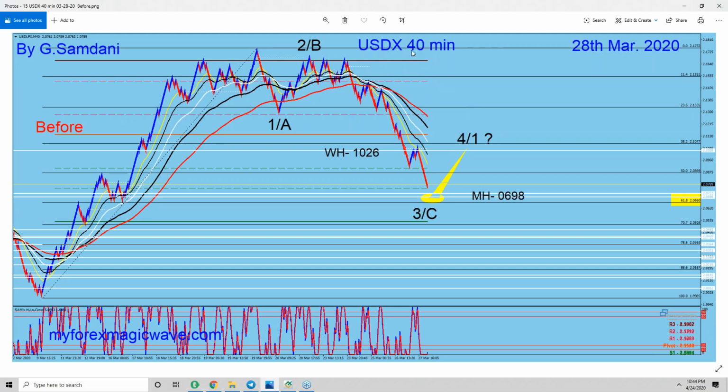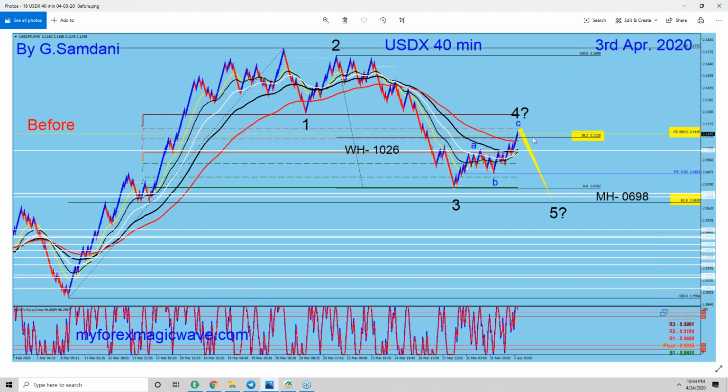For example, USDX 40-minute chart, I was expecting that it was going to drop here into this area and then go up for wave 4 or 1, whatever. It will go up, right? So what happened to this chart? The next chart, you'll see that it has gone up there, more than that, all the way for wave 4. So once we reached the 38%, right? Usually wave 4 is 38%. So I said, okay, wave 4 is done. Now we're going to drop into this area for wave 5.